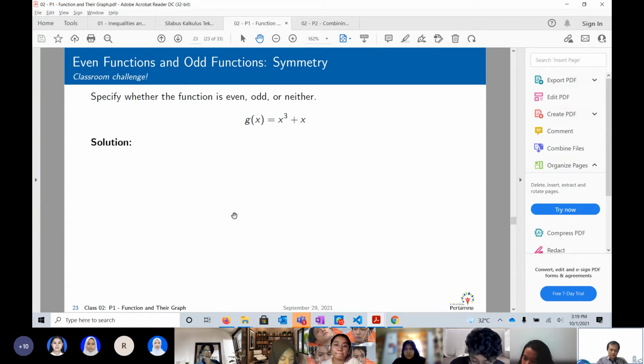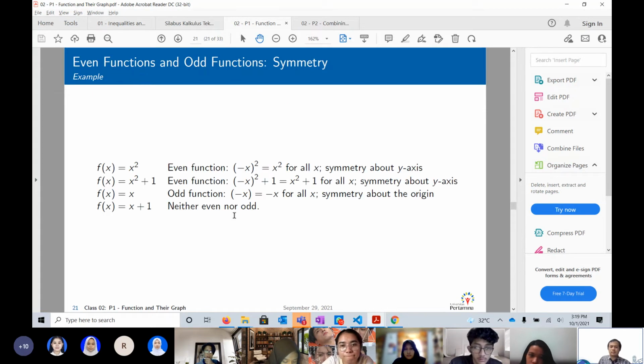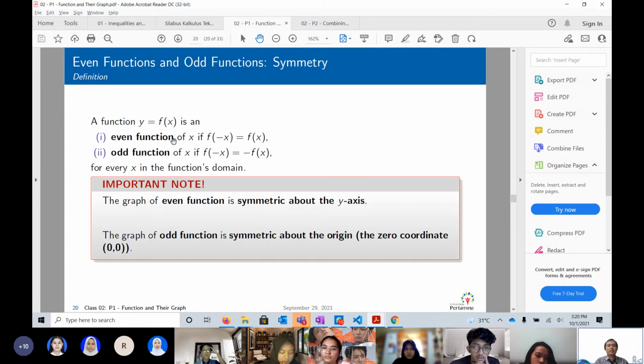I'm sorry, sir. I want to ask actually. Yes. Can you move to the previous slide? Yeah. Okay. Calculus. Can you explain again, sir, the difference between an even function and an odd function? So an even function if this is true, an odd function if this is true.